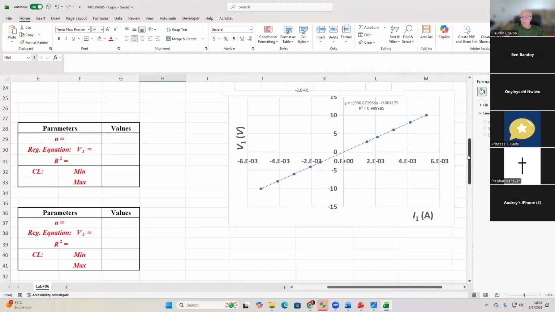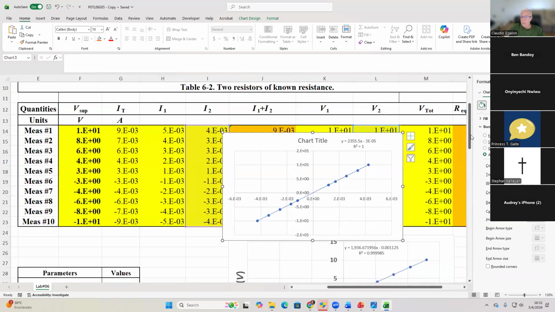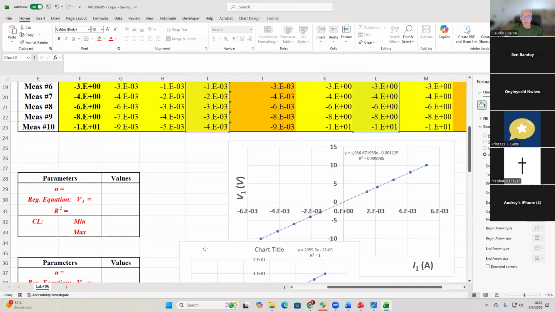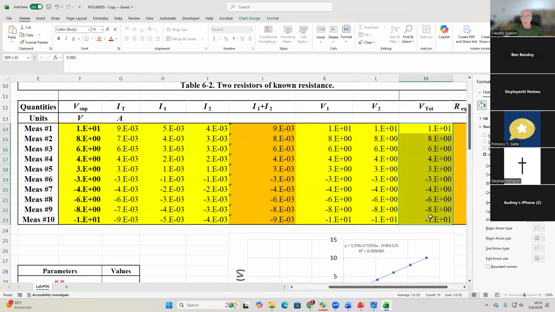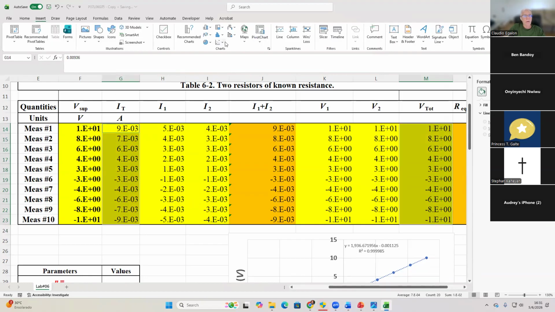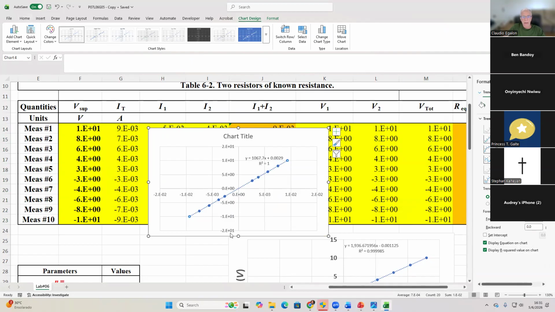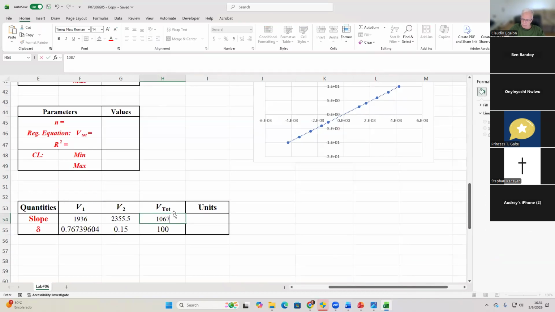And the last graph is V total, I total. Insert, chart, like that. Right click, display. Okay, and that's the slope, 1067.7.